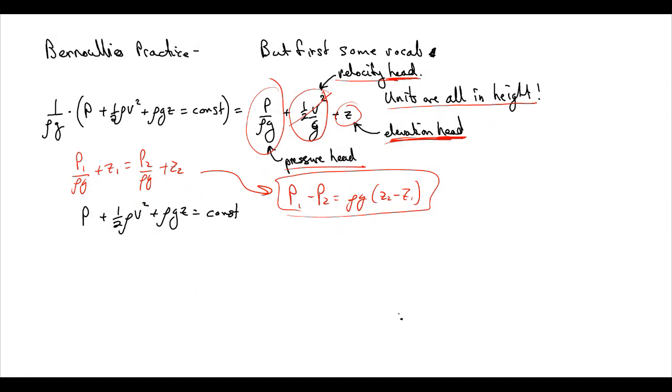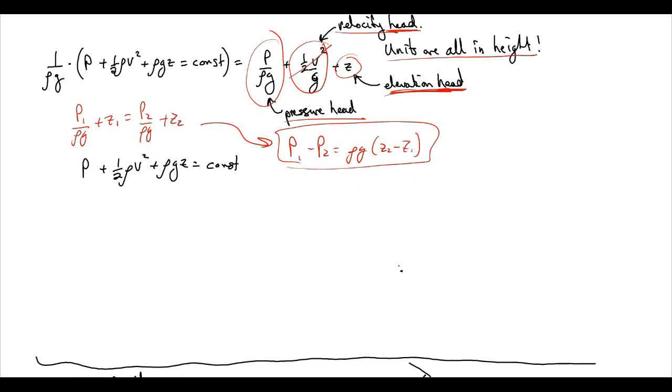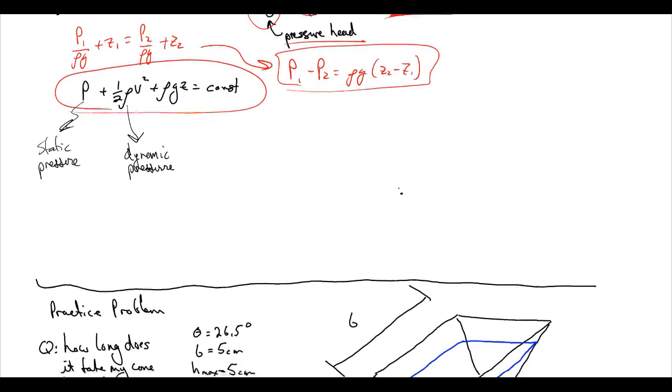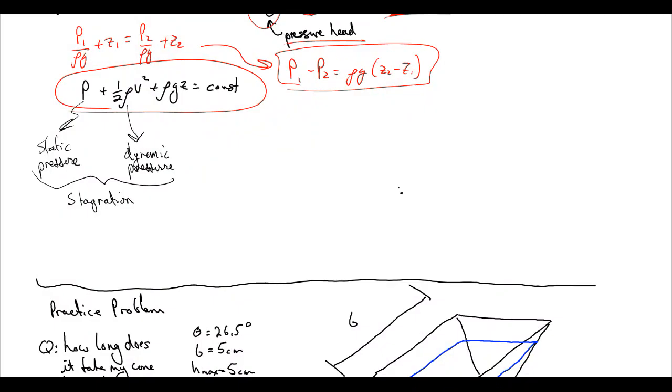So, we have the option of putting everything in terms of units of height. We also have the option of putting everything in terms of units of pressure. If we do that, then this is called our static pressure. This here is called our dynamic pressure. This combined is called our stagnation pressure. And everything, including this, is called our total pressure.